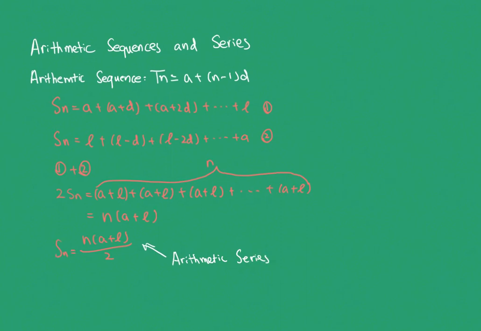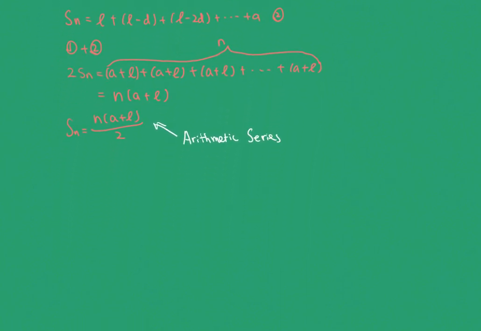And we can get a more general formula if we substitute L as a plus n minus 1 times d. So if we sub it into Sn, the new formula would be n over 2 times (2a plus n minus 1 times d).